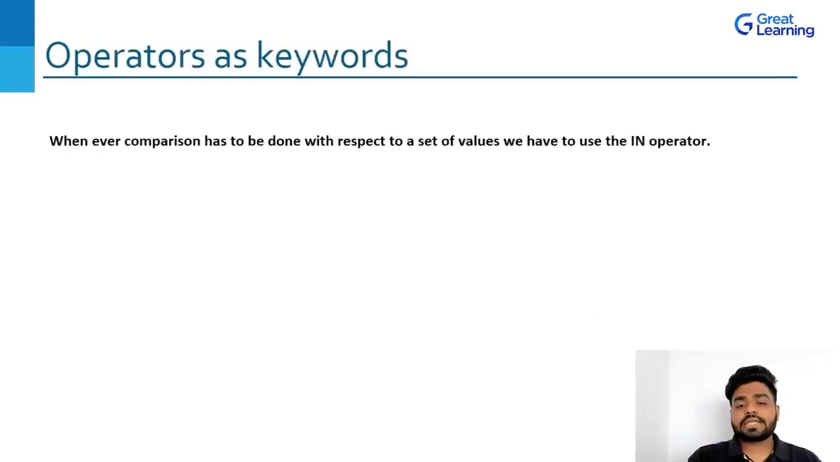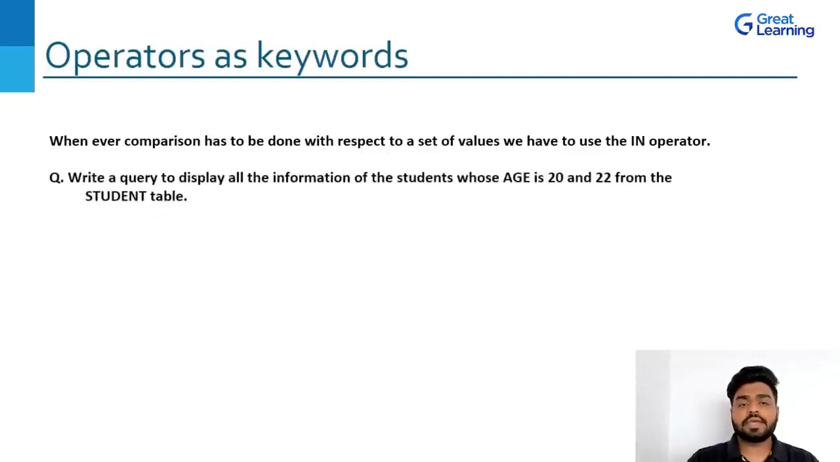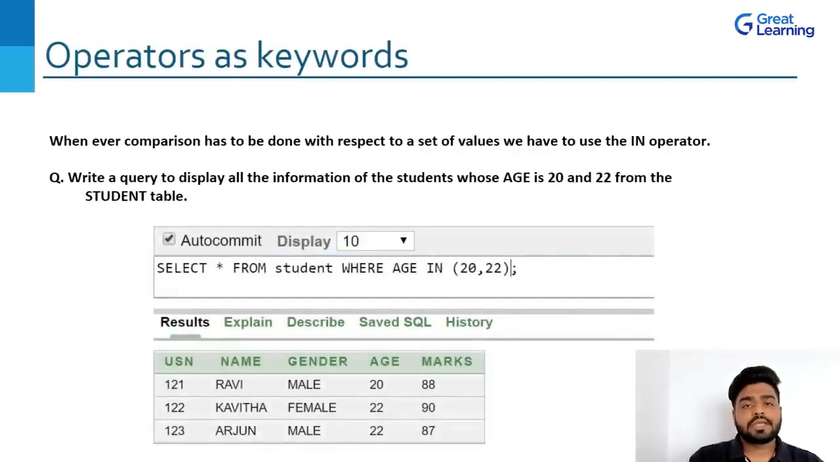Now, whenever comparison has to be done with respect to a set of values, we have to use the in operator. And in the in operator, what happens? We have to write a query to display all the information of the students whose age is 20 and 22 from the student table. So you want all the details of the students whose age is 20 and 22.